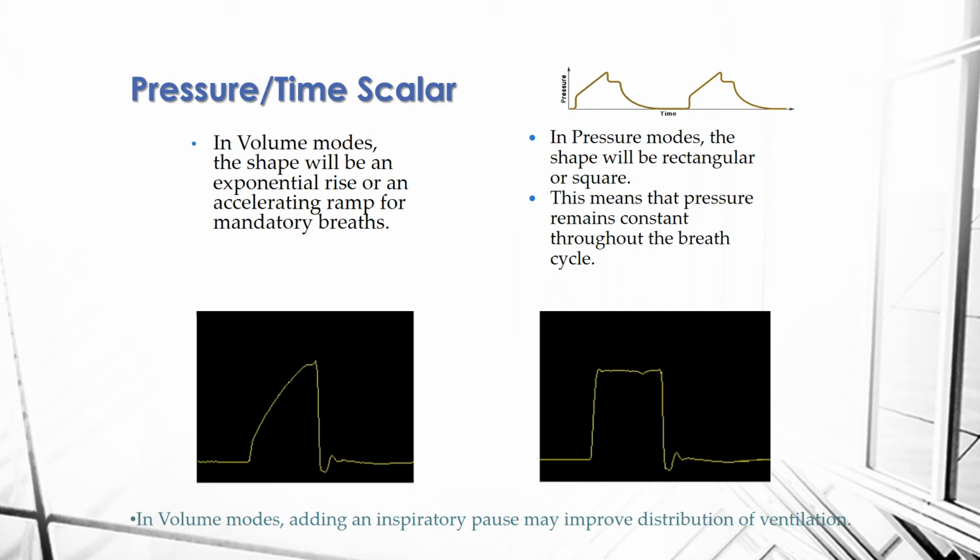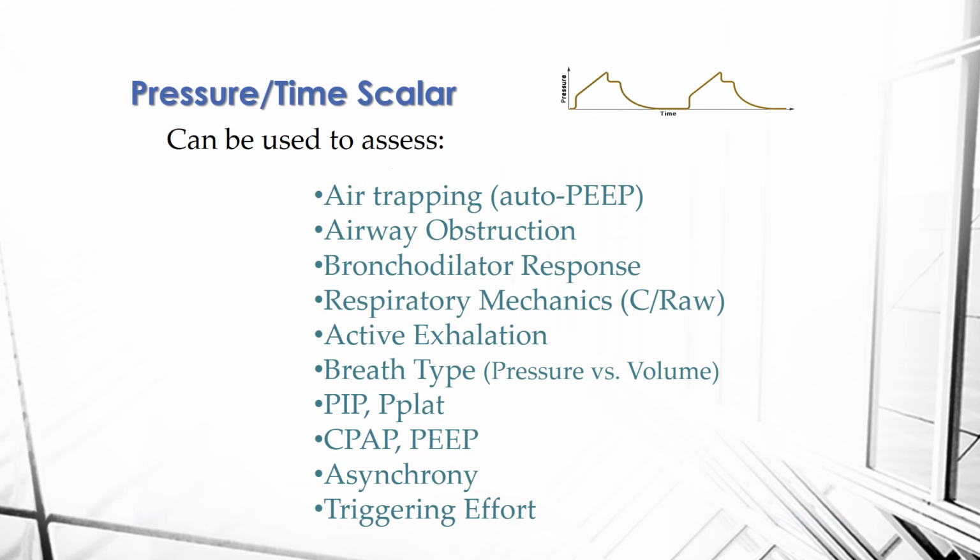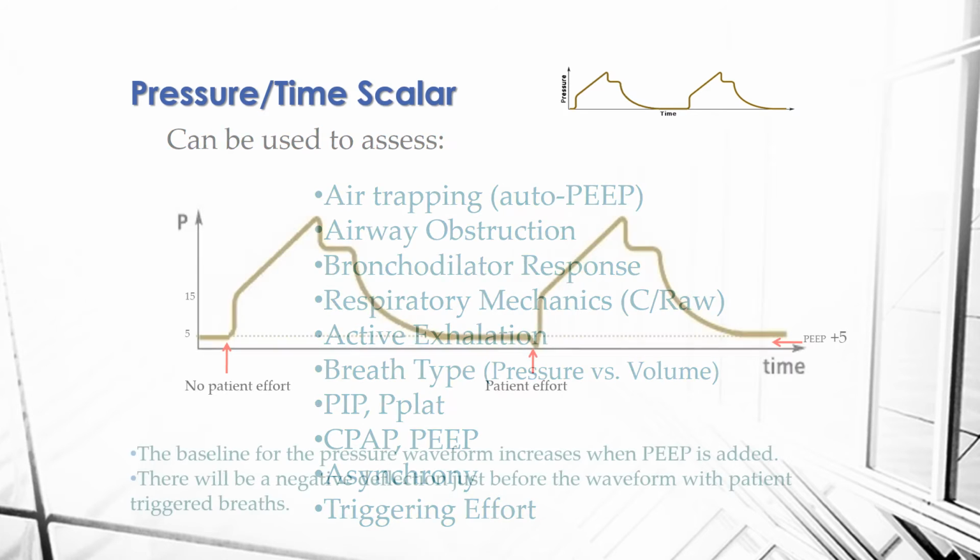In the pressure mode, the shape's going to be square, rectangle, whatever you like to call it. This just means that the pressure remains constant throughout the breath. So using your pressure time, it's useful because you can tell air trapping, obstruction, bronchodilator response, your compliance and resistance, active exhalation, which would be patient synchrony, and then a couple other things down there.